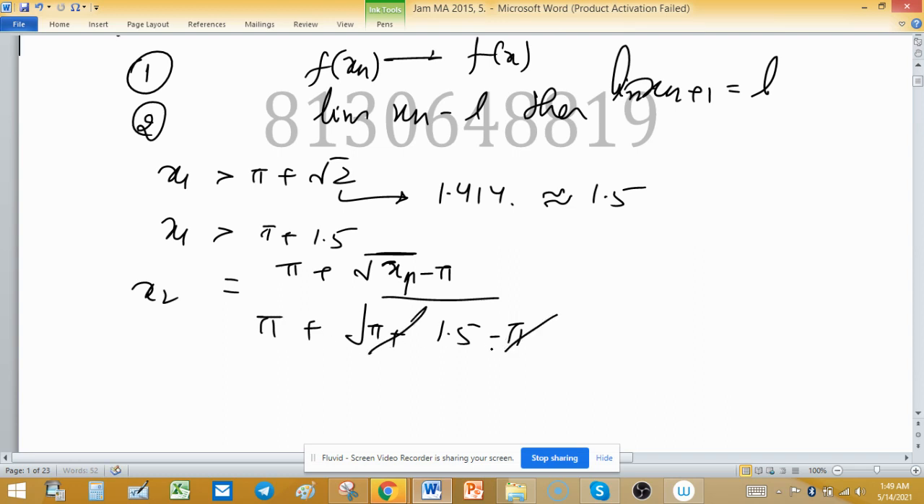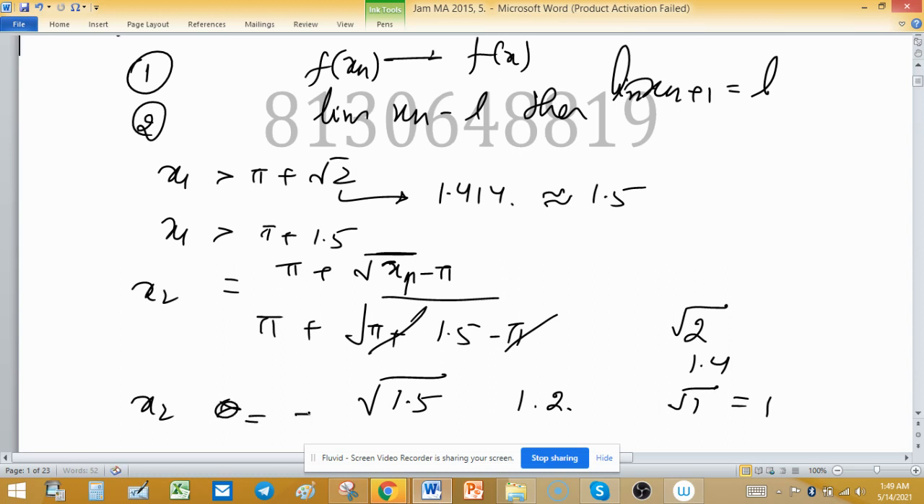So pi cancels out with pi, leaving the square root of 1.5, which will be 1 point something, maybe 1.2. So the value of x2 is about pi plus 1.2, and you can see this is a decreasing sequence, as x1 is this and x2 is this. So you can say the sequence is decreasing.